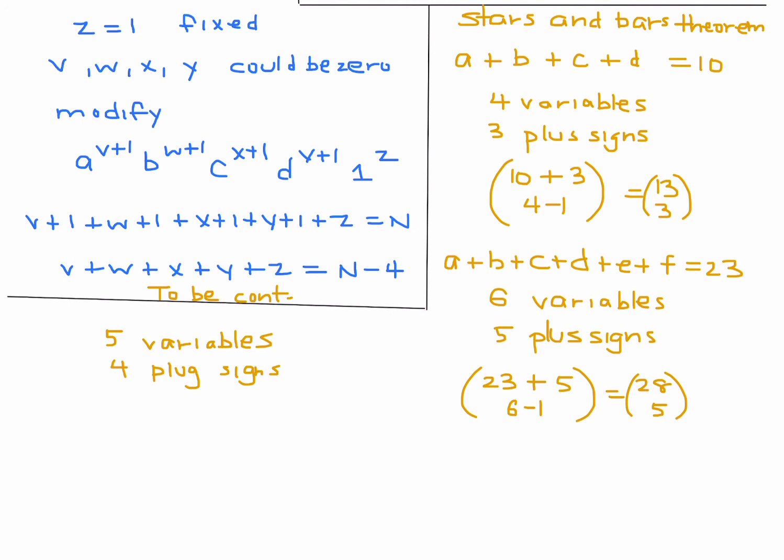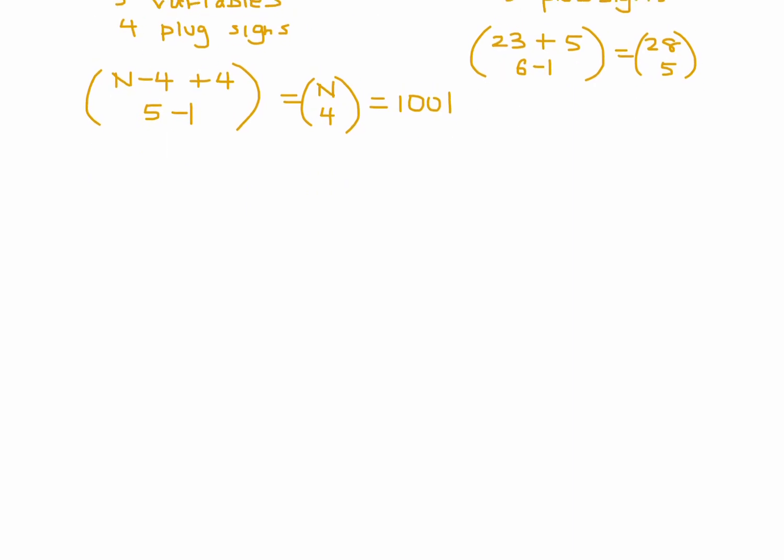And now let's use our formula. So it's this guy, n minus 4 in this case. Add to it, what am I adding? The number of plus signs, which is 4. And it's choose notation. And on the bottom, it's the number of variables minus 1. So in this case, it would be 5 minus 1. So this becomes n choose 4. Great. And in the question, they told me that that is equal to 1001. So it all boils down to basically solving this equation now. Okay, I think I can do that.